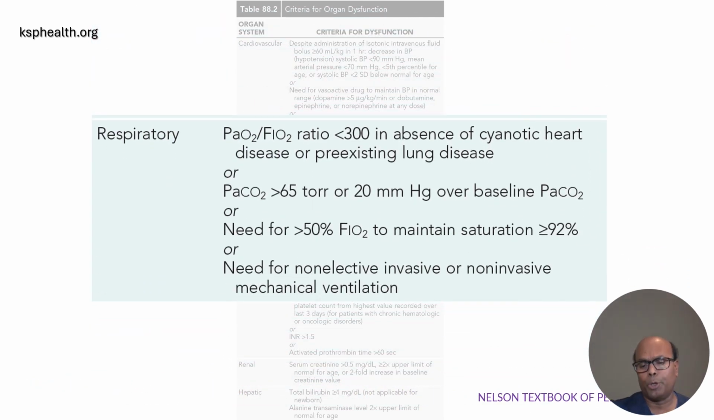When do you call respiratory dysfunction? When the PF ratio is less than 300 in the absence of cyanotic heart disease or pre-existing lung disease, PaCO2 is more than 65, or need for FiO2 of 50% or above to maintain a saturation of 92, or need for non-elective invasive or non-invasive mechanical ventilation.